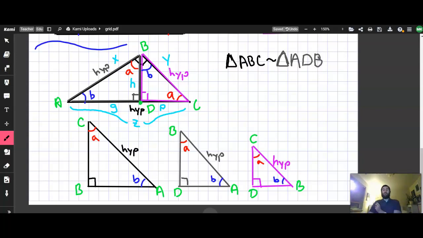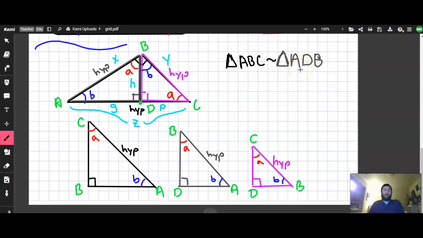So, ladies and gentlemen, we are writing out those similarity statements letter by letter, point by point, angle by angle. The reason this is so convenient is that now that we've done all this work, this is the only thing we need to reference in order to know what sides actually match up. AB matches up to AD. BC matches up with DB. And so letter by letter, the order itself tells you what's going to match.